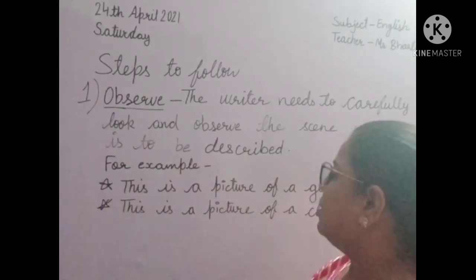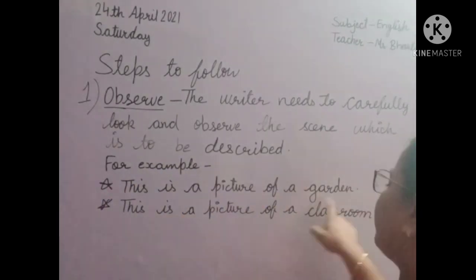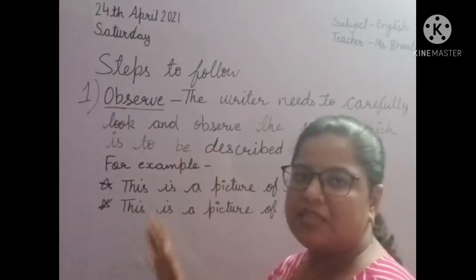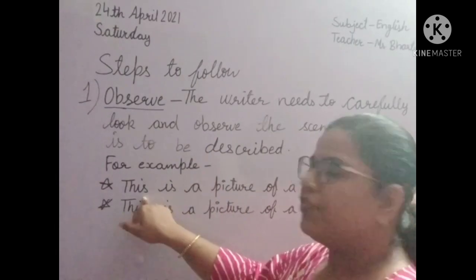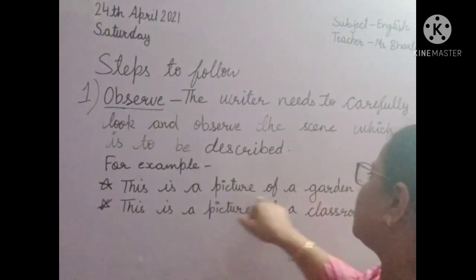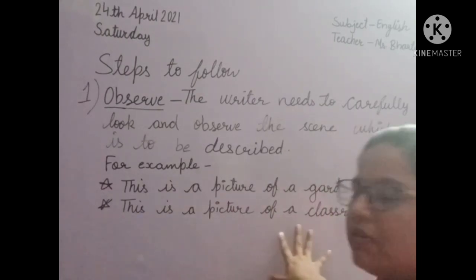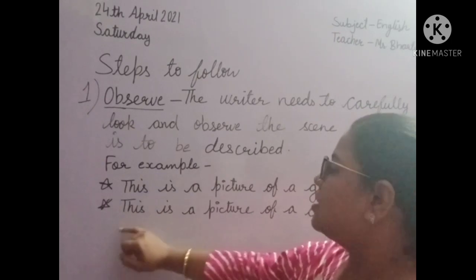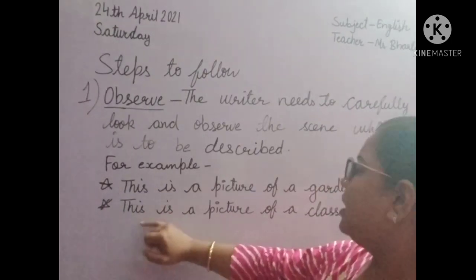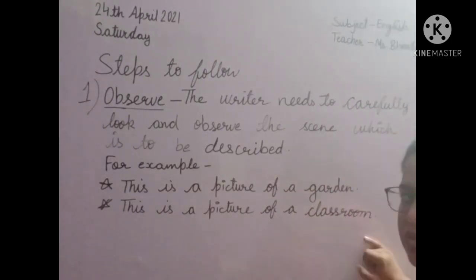For example, this is a picture of a garden. If there is a picture of a garden, then our first sentence should be, this is a picture of a garden. And if there is a picture of a classroom, then our first sentence should be, this is a picture of a classroom.